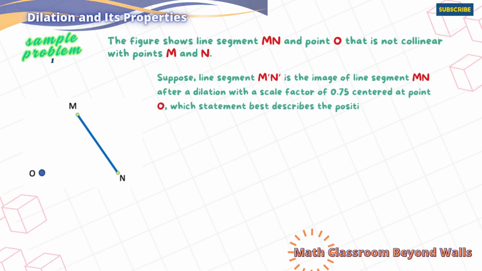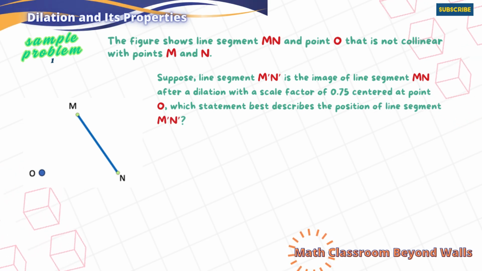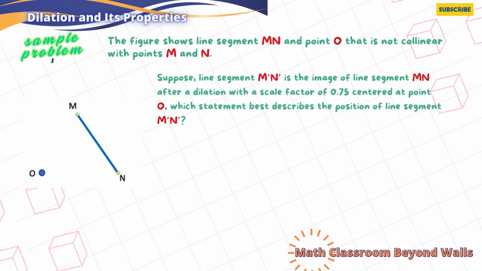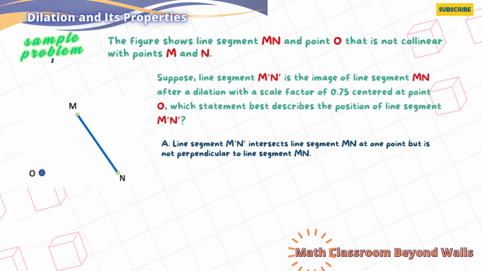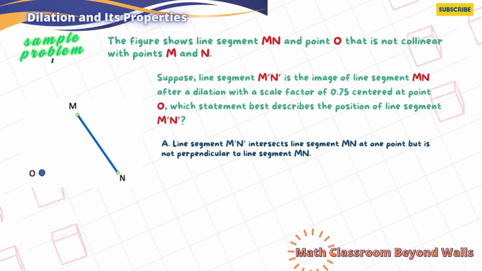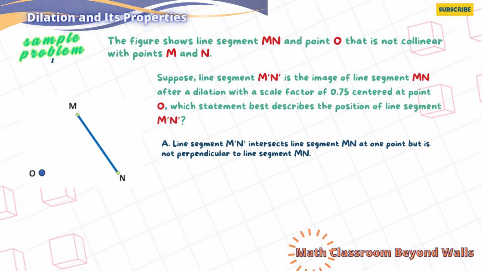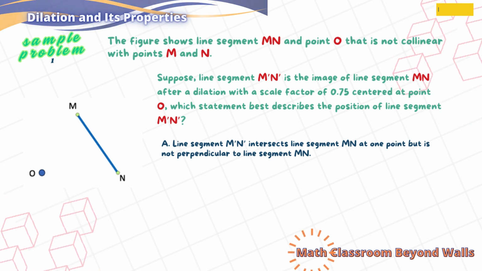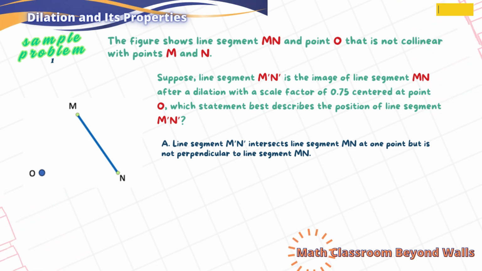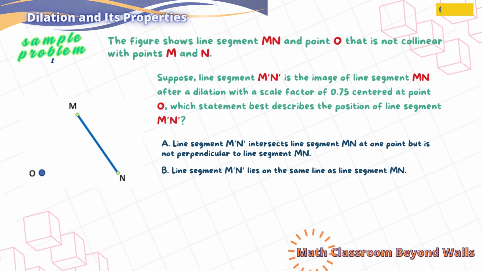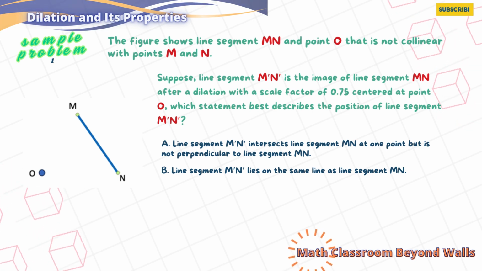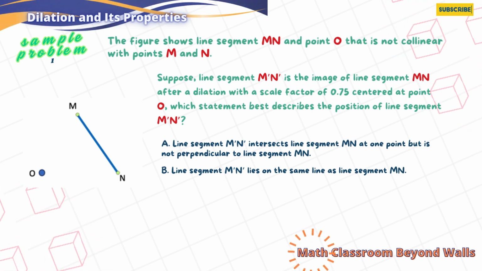Which statement best describes the position of line segment M prime N prime? Option A, line segment M prime N prime intersects line segment MN at one point but is not perpendicular to line segment MN. Option B, line segment M prime N prime lies on the same line as line segment MN.